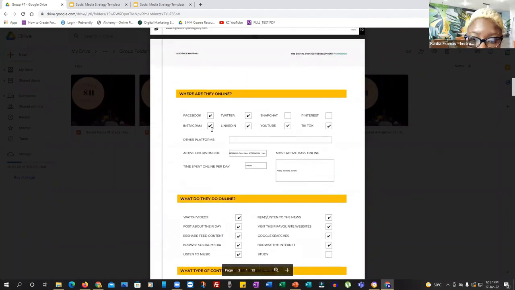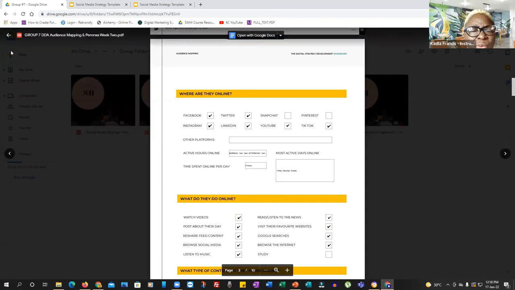So now, where are they online? Notice, Group 7 only talked about Facebook and Instagram. Yet, when they came here, they said them everywhere: Facebook, Instagram, LinkedIn, Twitter, YouTube, TikTok. Then why is Facebook and Instagram your primary platform? What makes Facebook and Instagram your primary platform? That's what I want you guys to tell me, because you admit that you have audience on other platforms too. So what makes these two platforms the main ones, right?